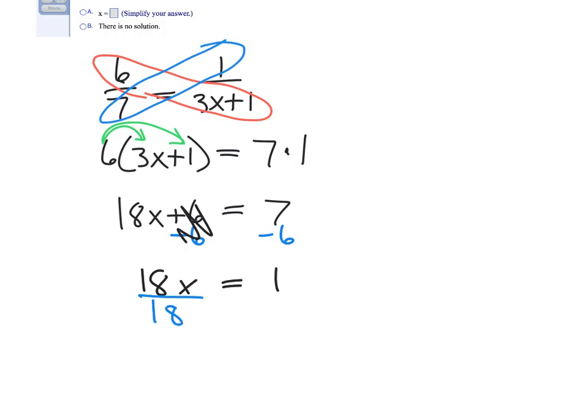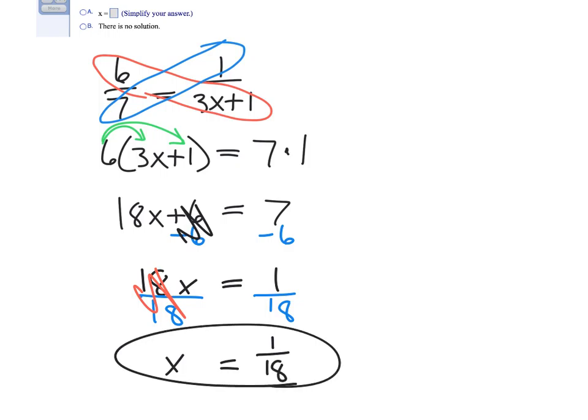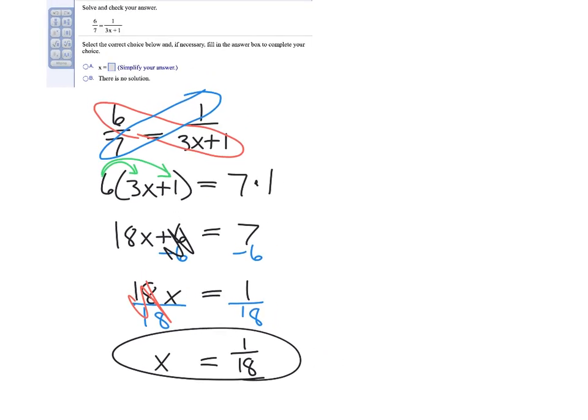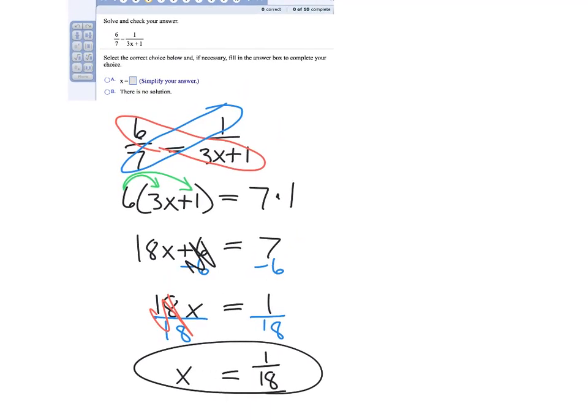Then we're going to divide both sides by 18. So the 18's cancel each other out, and you get x is equal to 1/18. And that is your answer for your box up there.